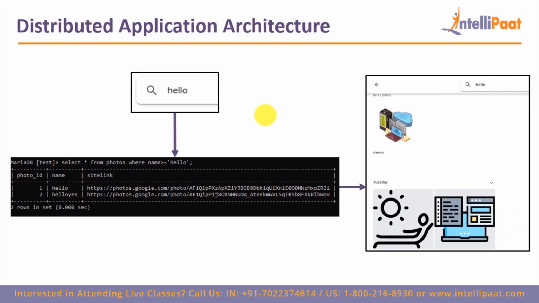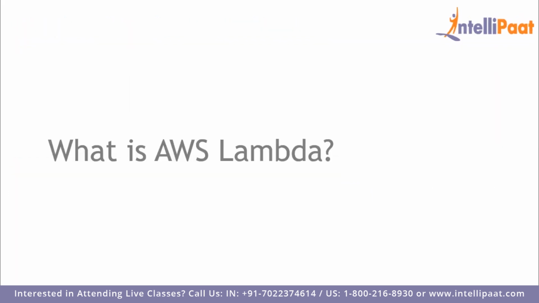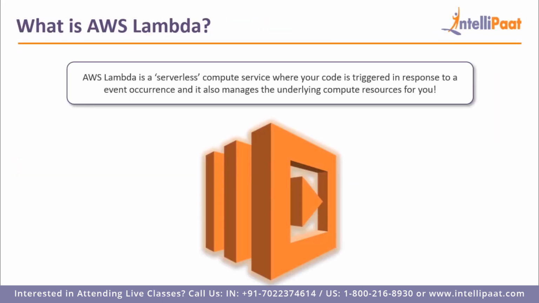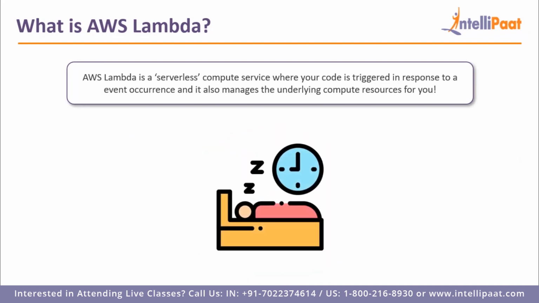So now we have learned what a distributed application architecture is and how the front end, the backend and the database work together. Now let us move on and see what AWS Lambda is. AWS Lambda is a serverless compute service, which means you don't need to worry about servers while building and running applications. You will just have to code as per your needs, save it in Lambda and relax. It will take care of everything else like provisioning servers. We will learn more in depth as we move along.